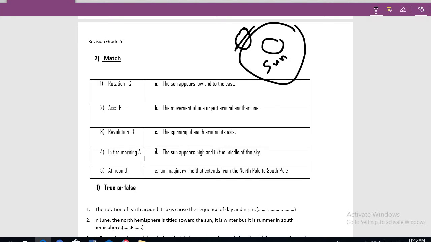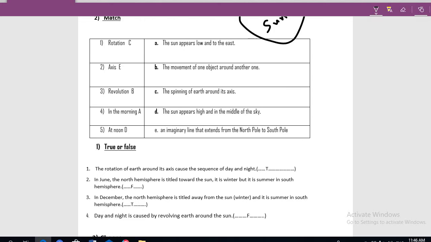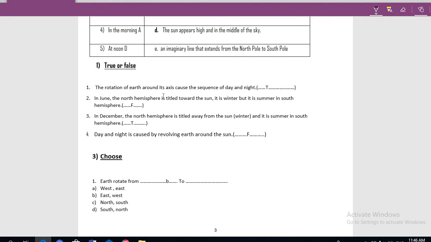In the morning, the sun appears low and to the east. So in the morning, the sun appears low, while at noon, the sun appears high and in the middle of the sky. Rotation of Earth around its axis causes the sequence of day and night. This is true, as due to rotation of Earth around its axis, which happens in 24 hours, we have the sequence of day and night.